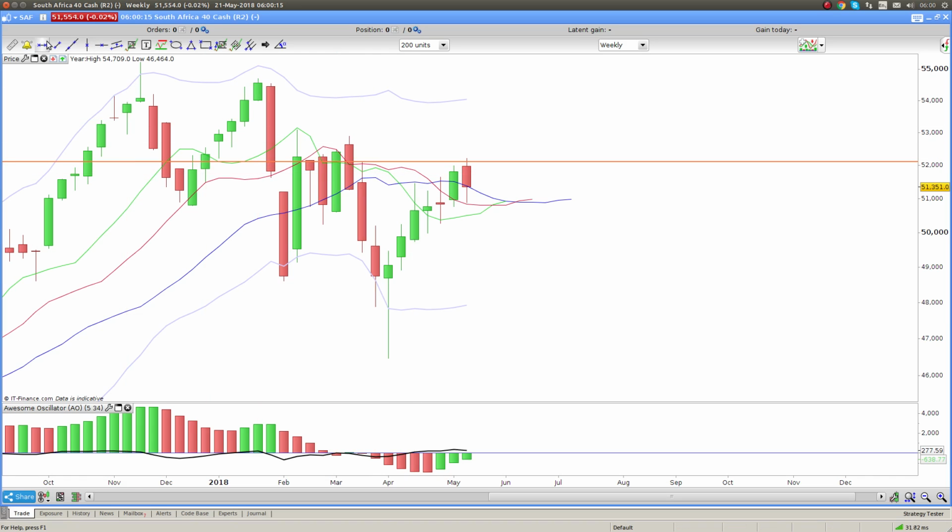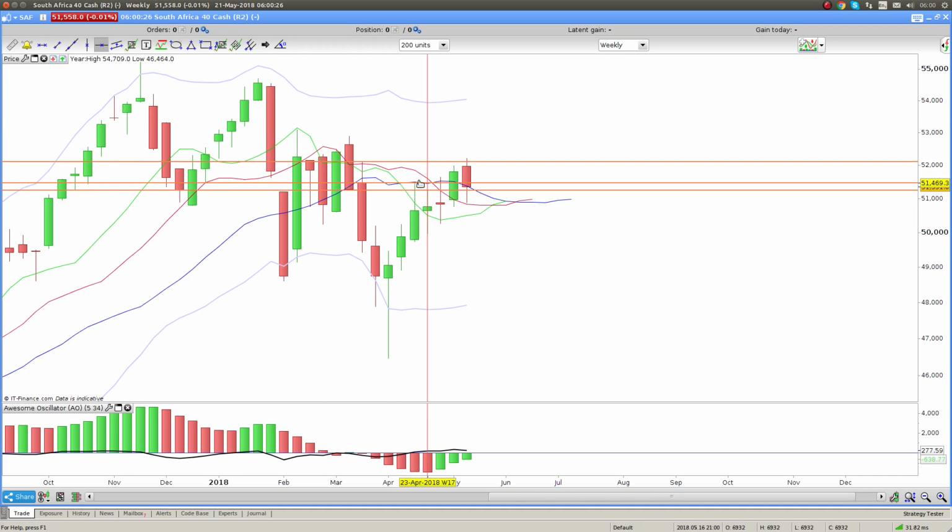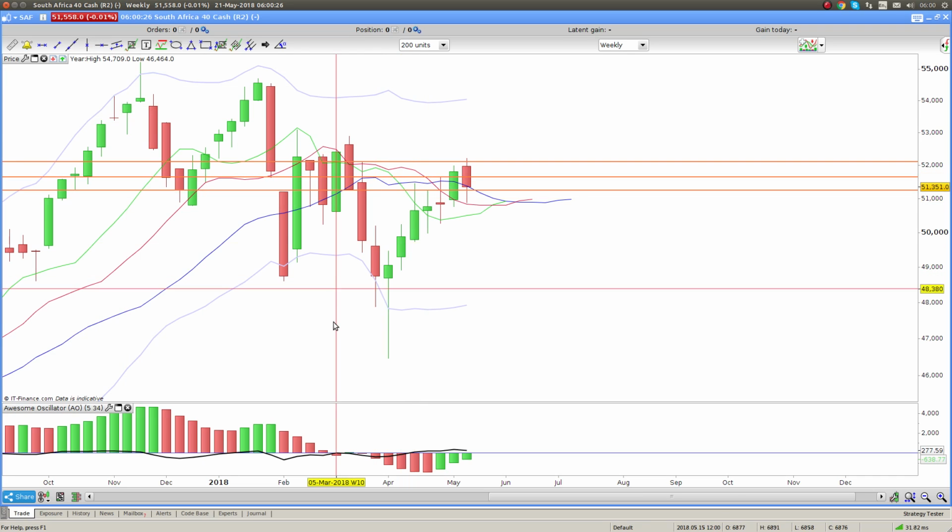Okay, so levels that we need to watch are, that would be the level we need to watch on the downside, and let's just put that one in as well.